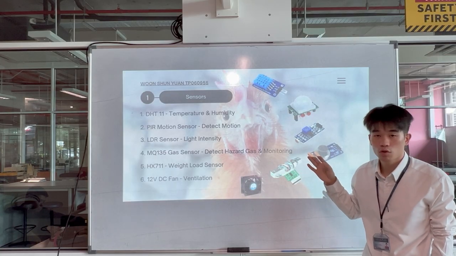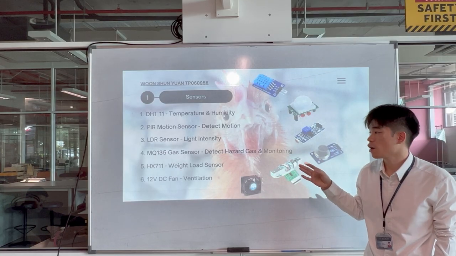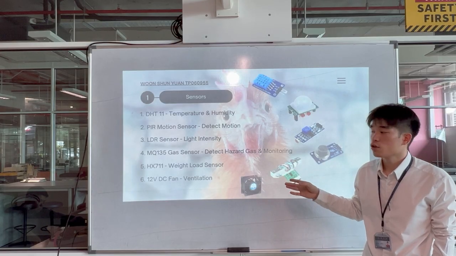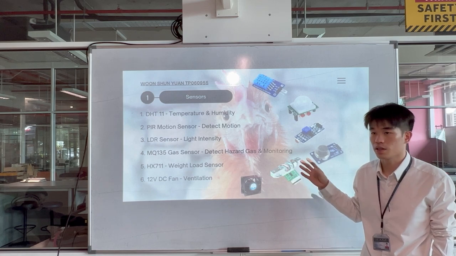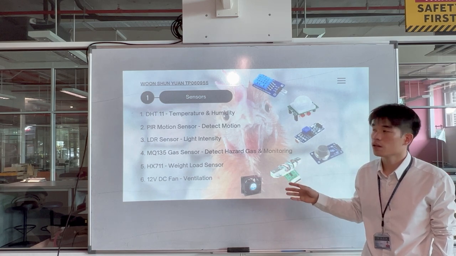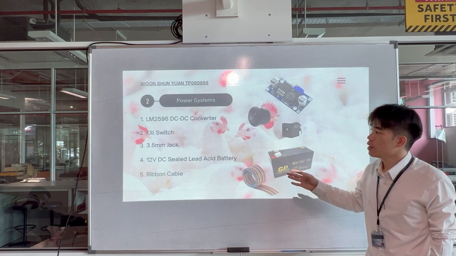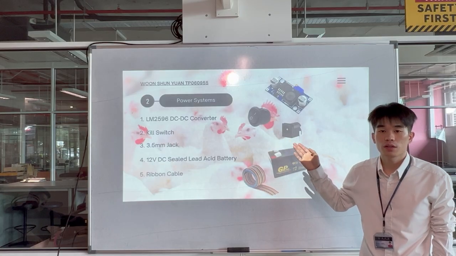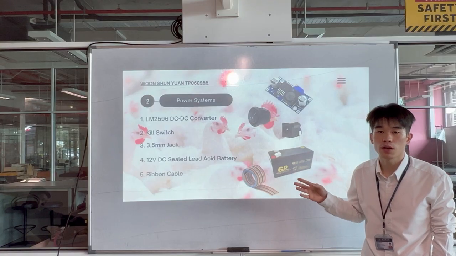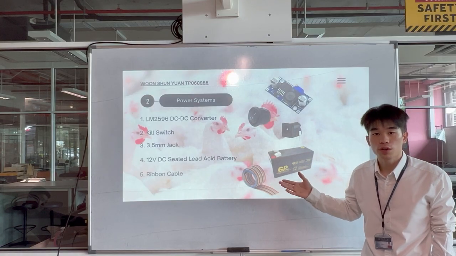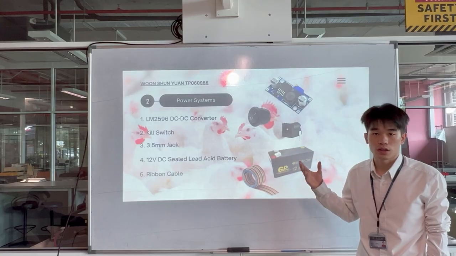And then we have also a weight load sensor, which is called HX711. So a DC fan is there to do a simple ventilation system when there's a hazardous gas detected. Moving on to the power system, I mainly use an LM2596, which is a DC-DC converter to convert a 12-volt DC battery to a 5-volt DC supply for all the microprocessors and sensors.